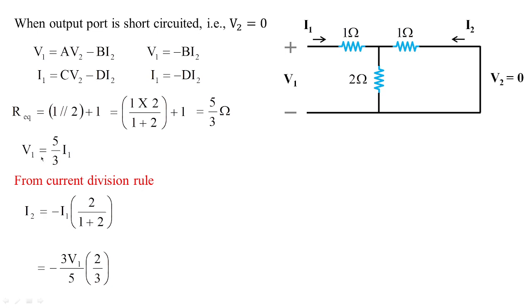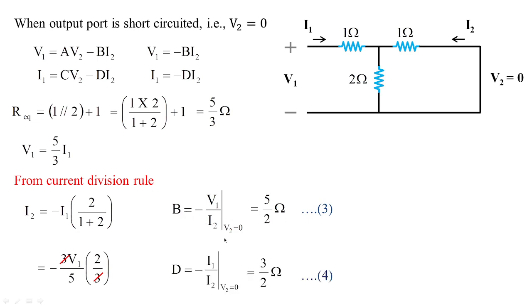I1 we just got as 3 V1 by 5. So minus as it is, 3 V1 by 5. Remove the like terms and we get the value of I2 in terms of V1, and also V1 in terms of I2. So B is equal to minus V1 by I2 at V2 equal to 0, and the value is 5 by 2 ohms. Just cross check these values and substitute. You get B is equal to 5 by 2 ohms and D is equal to the reverse current gain, whose value is 3 by 2.